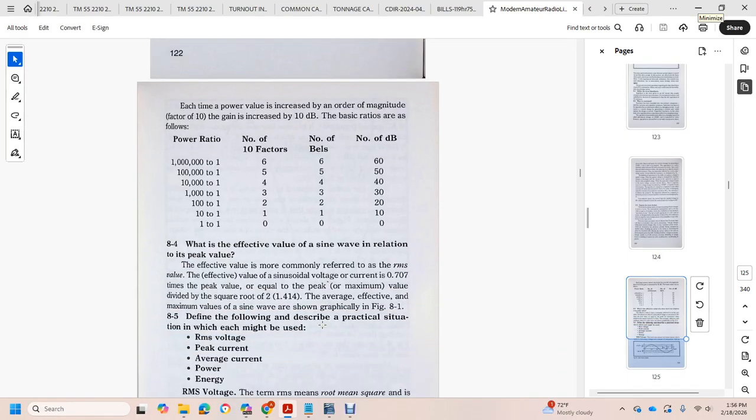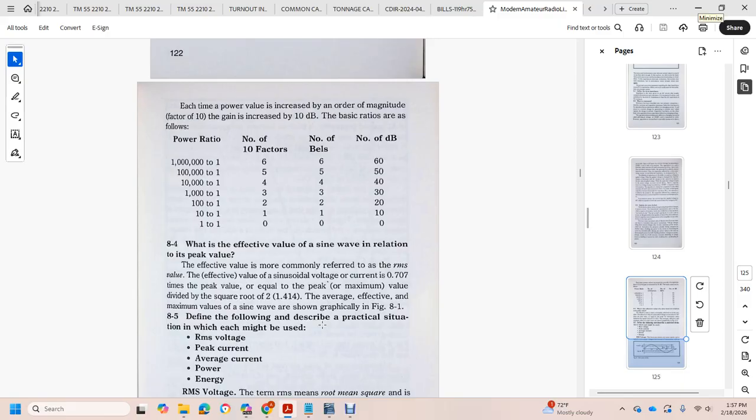What is the effective value of a sine wave in relation to the peak value? The effective value of the wave is most commonly referred to as RMS, root mean squared. The effective value of sinusoidal voltage or current is 0.707 times the peak value, equal to the peak or maximum value divided by the square root of 2, or 1.414. The average and effective values with the maximum value of the sine wave are shown graphically in figure 8.1.